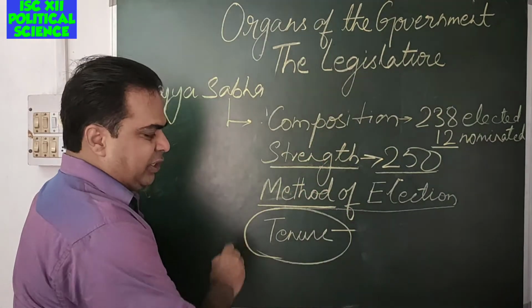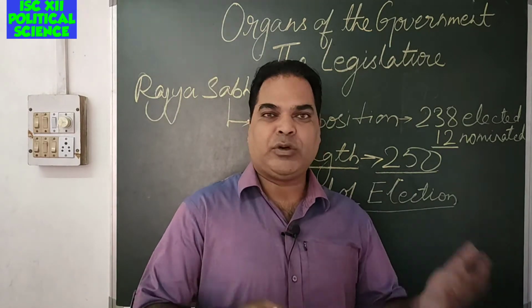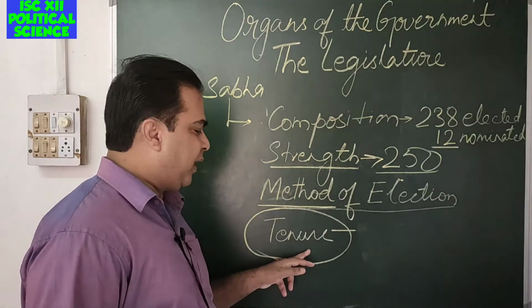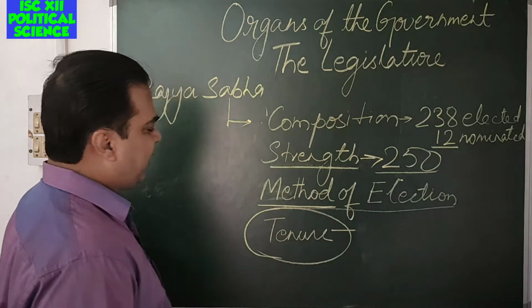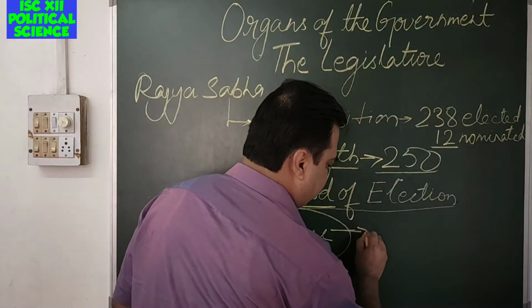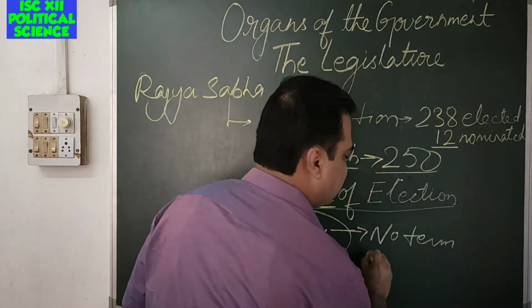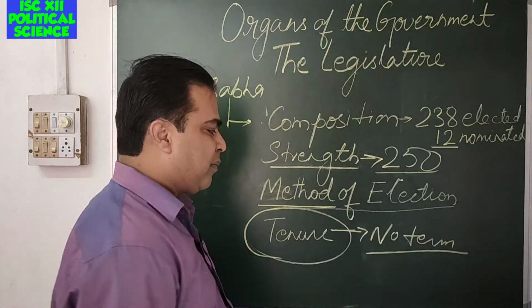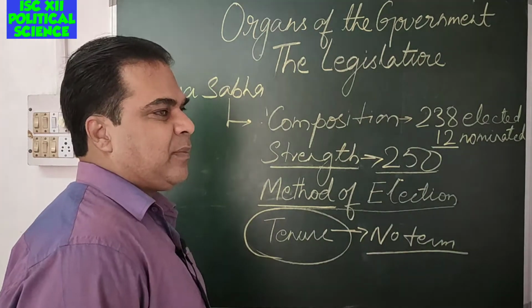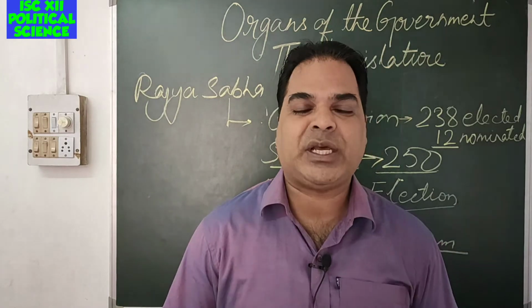Now the tenure of the member of Rajya Sabha, or let us say the tenure of Rajya Sabha. Lok Sabha has a term of 5 years, but here it is not so. I'll explain it in a proper way: Rajya Sabha has no term. Rajya Sabha is a permanent house. It cannot be dissolved at all.